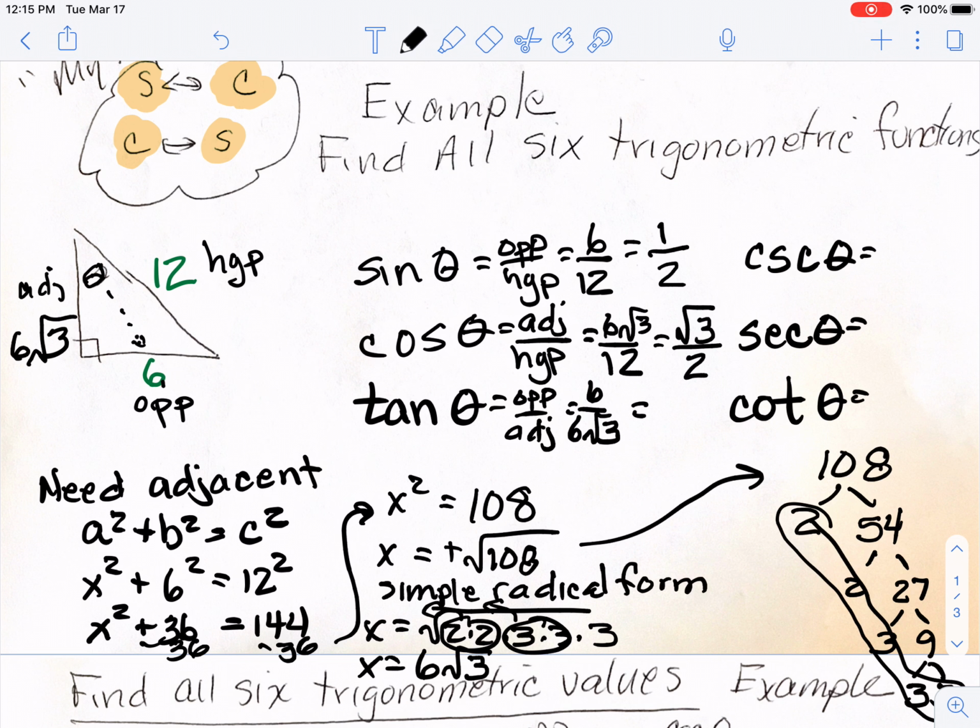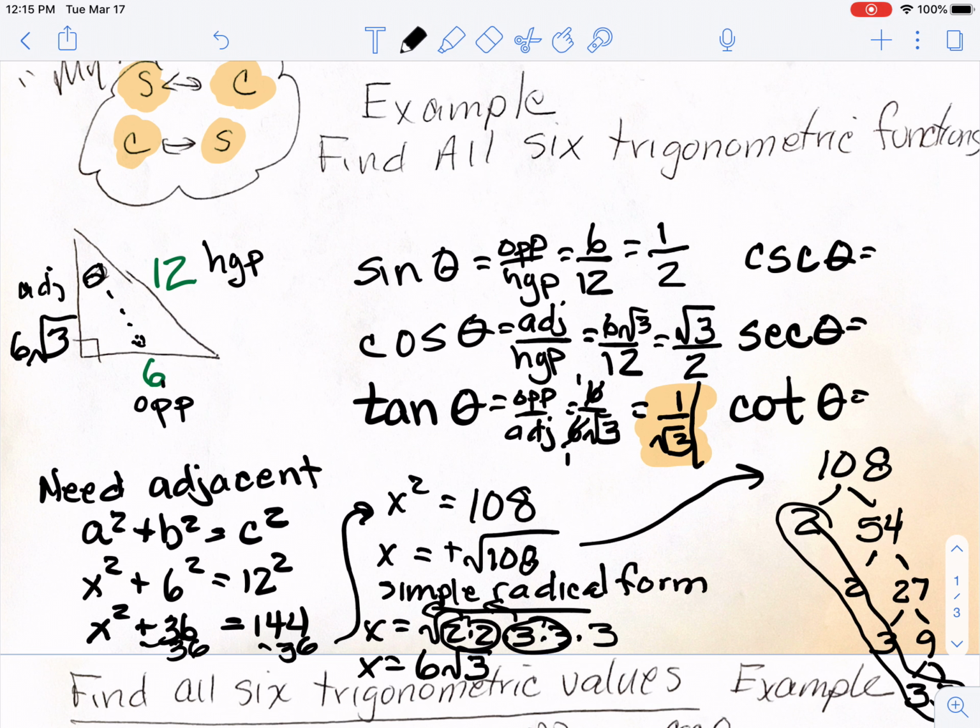My tangent, I got a 6 on the top, a 6 on the bottom. Now, just like we've been practicing with our rational stuff, we slash out the 6's. They don't go away. They turn into 1. So this is going to be 1 over root 3. Then we have one more little problem with this 1 over root 3. That is not rationalized. So we're going to do one more thing.